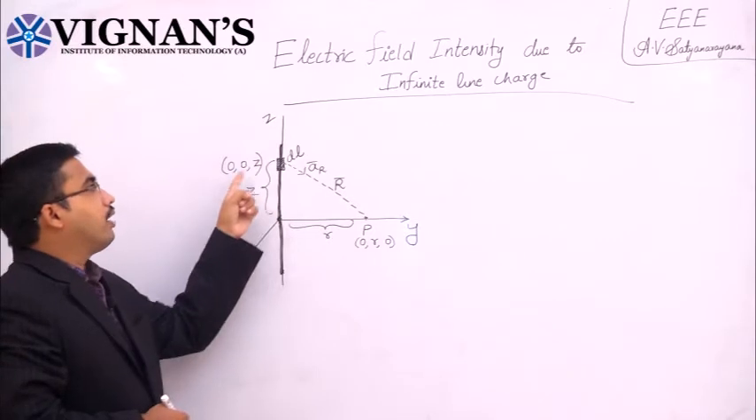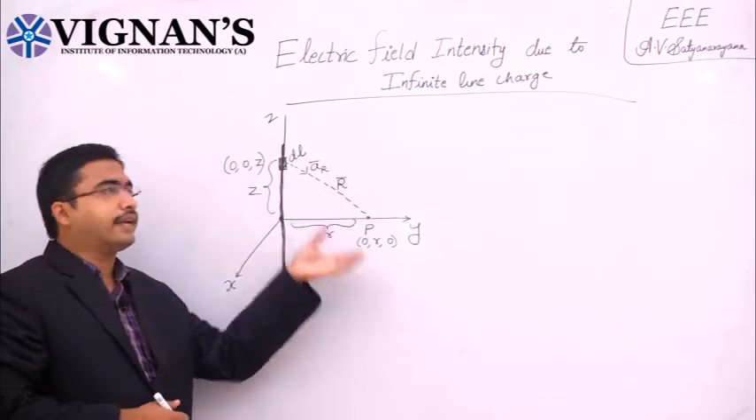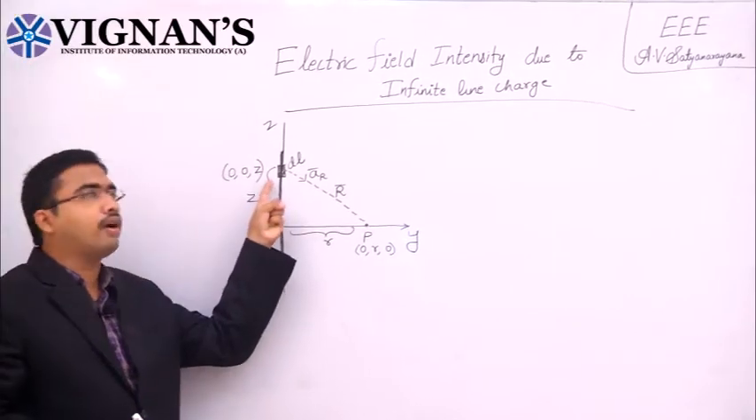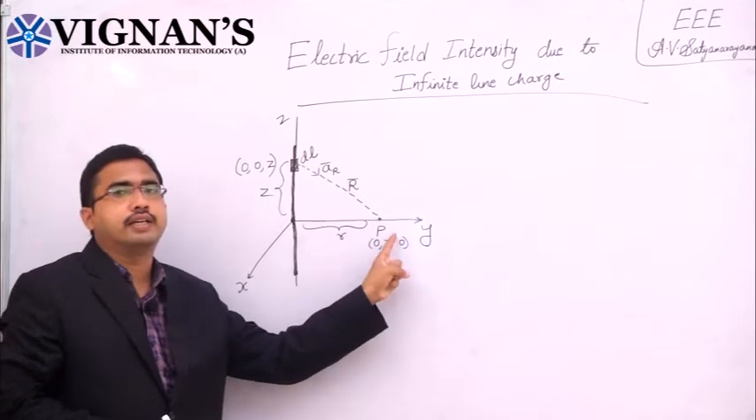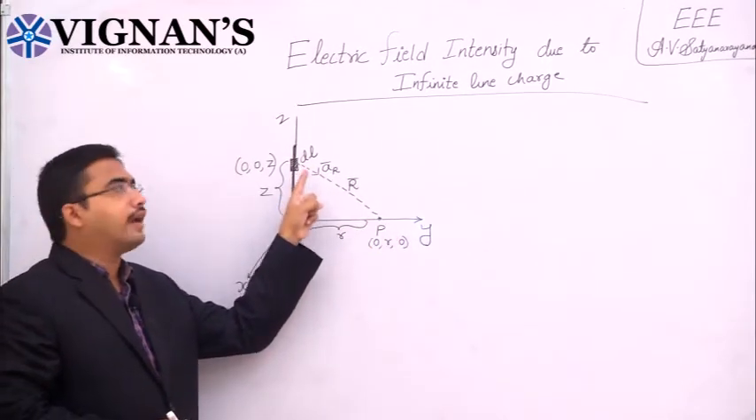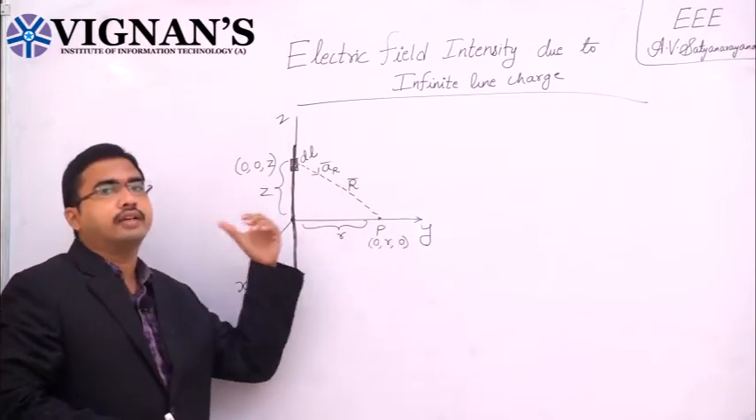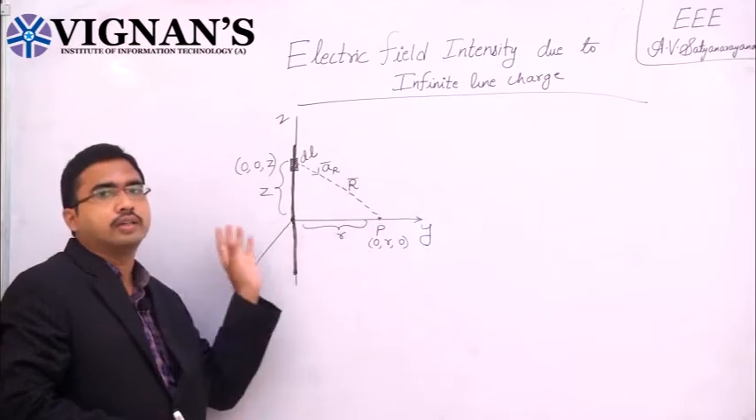Okay. For that full length, we can't calculate the electric field intensity at a time. First, we will take a small differential length dl. First, we will calculate the electric field intensity at a point P due to this differential length dl, and after that, we will calculate the electric field intensity for the complete length by integrating over the limits.